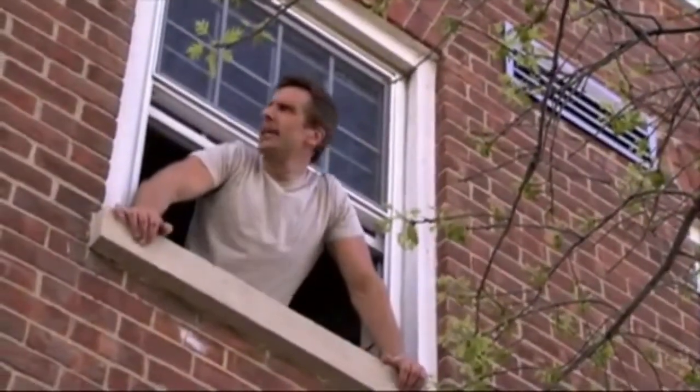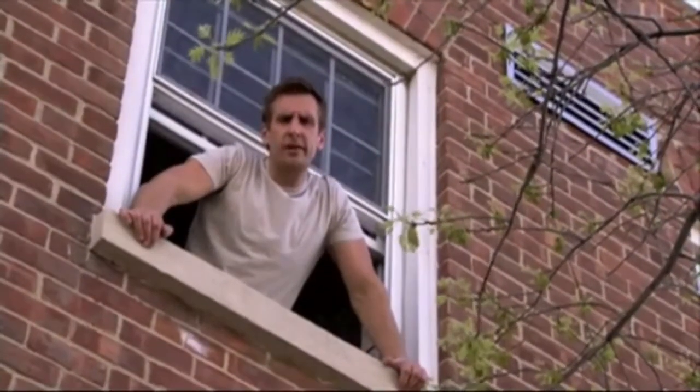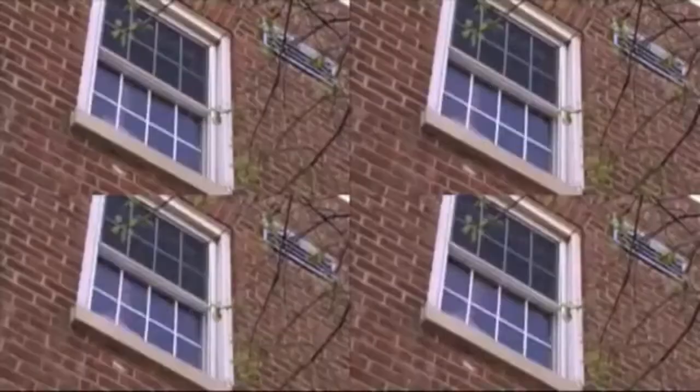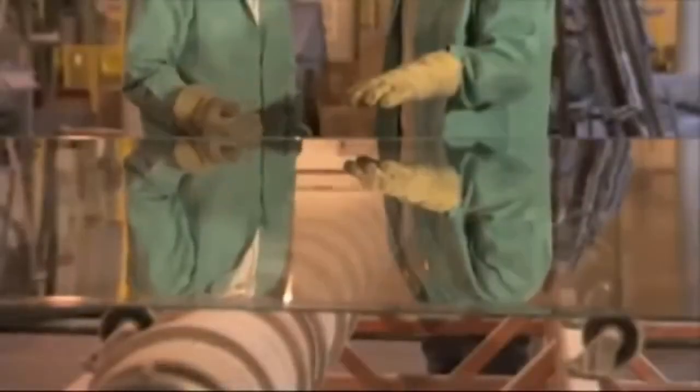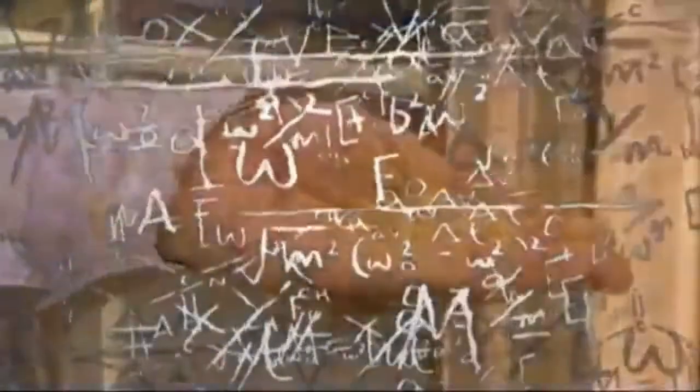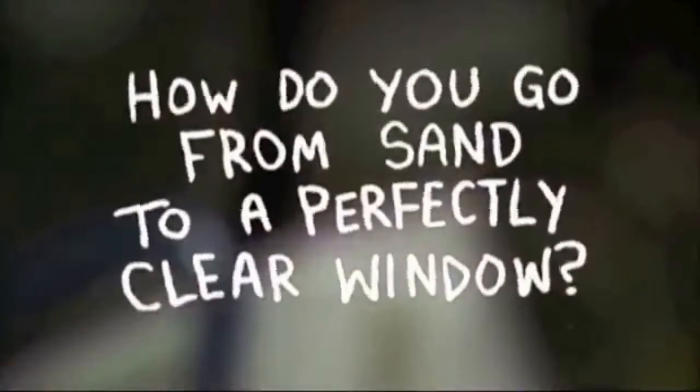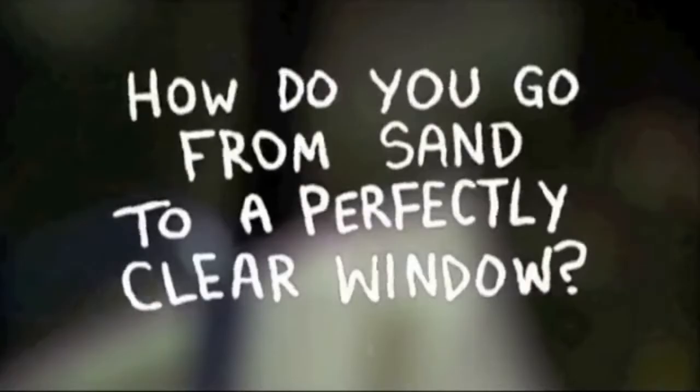You know, it's such a simple, routine act of everyday life, opening and closing a window. Yet I'm not really sure how or why this window glass started out as a heap of sand. So how do you go from sand to a perfectly clear window?